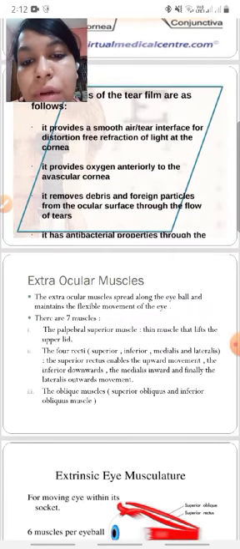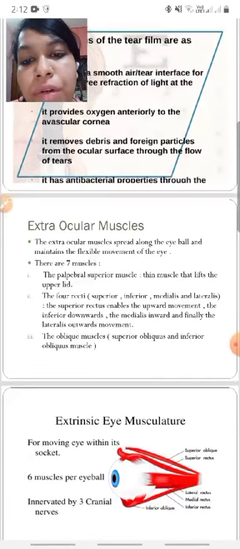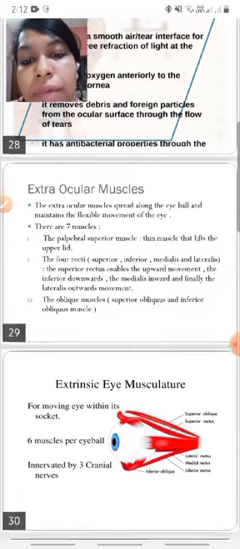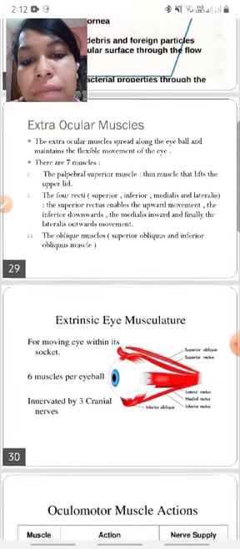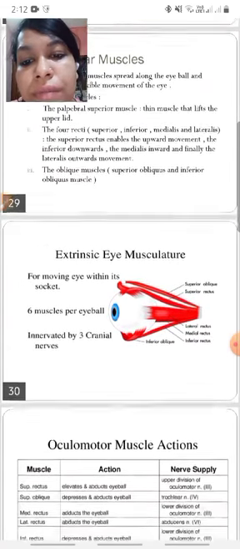Next is the extraocular muscle. So they are spread along the eyeball and maintain the flexible movement of the eye. And there are 7 types of muscles. The levator palpebrae superioris muscle of the lid, which lifts the upper lid, and the 4 recti muscles, superior, inferior, medial and lateral, and the oblique muscles, superior and inferior oblique.